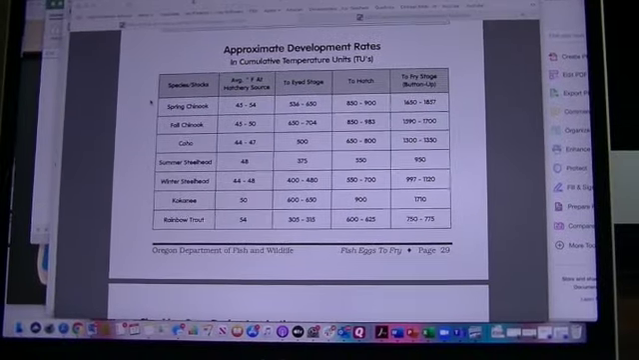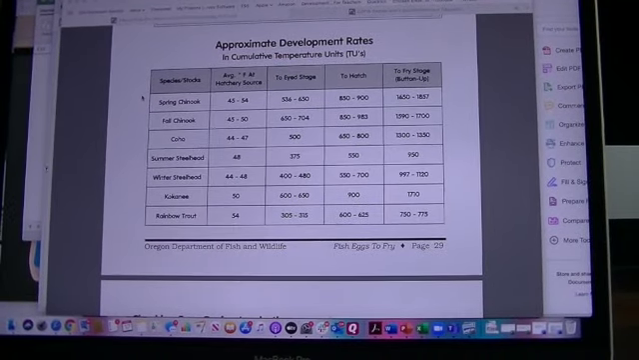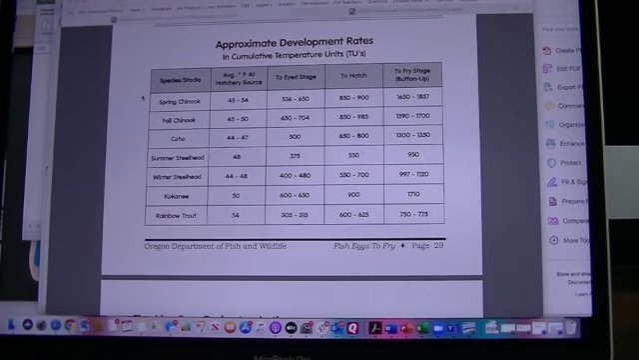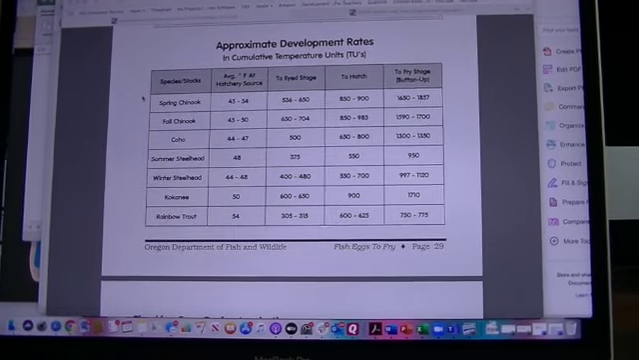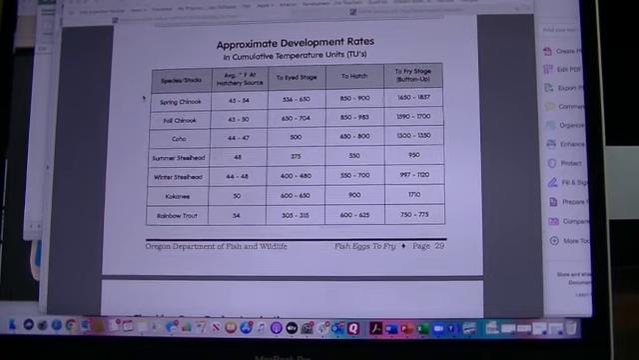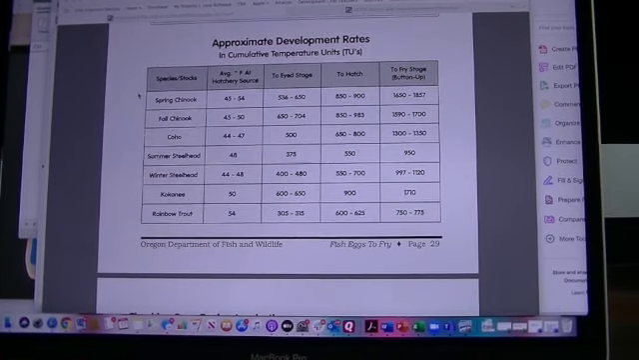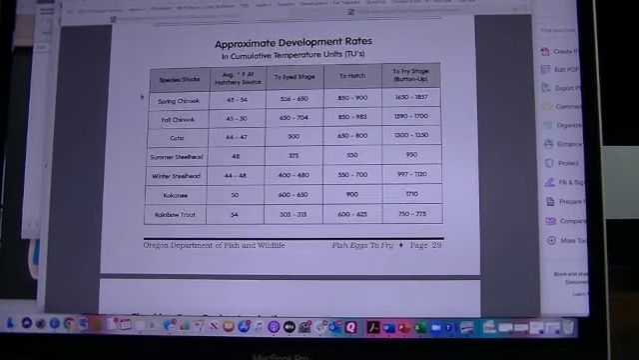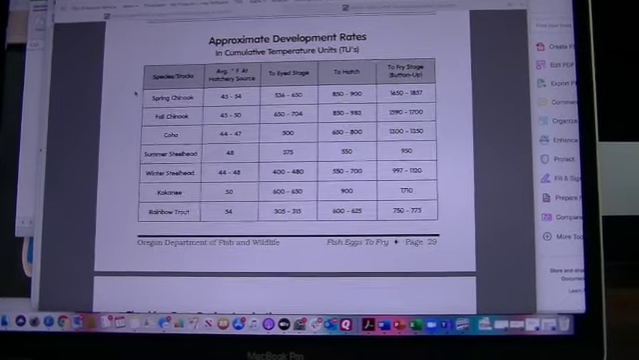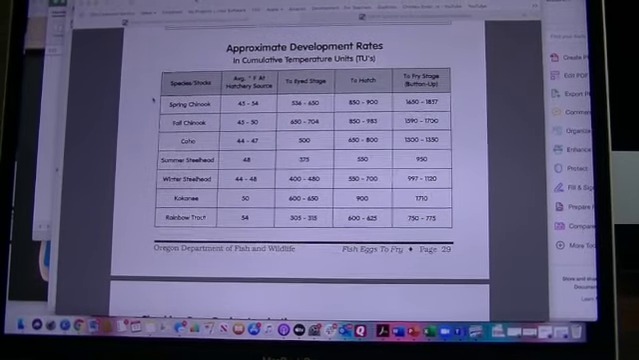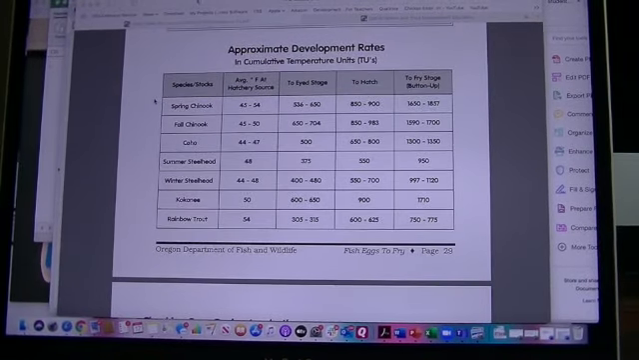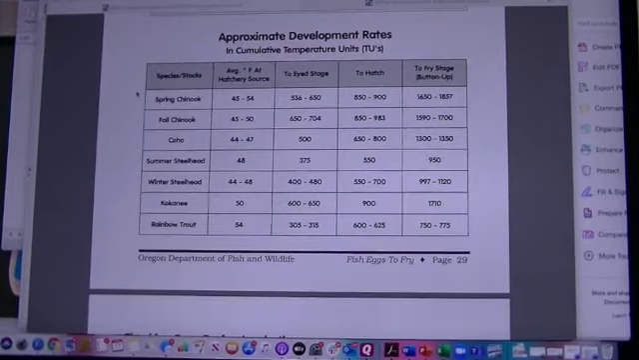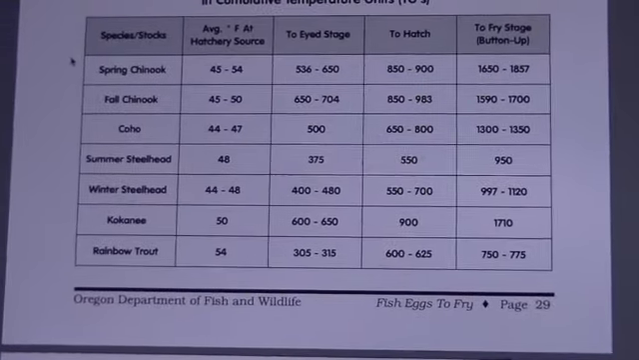Okay, so why do we try and keep track of temperature units or accumulated temperature units? Well, this information can tell us when we can expect the salmon eggs to hatch and when we can expect the salmon to release in the streams. So if we look a little bit closer at this chart, this chart will tell us exactly when we can expect these things to happen.